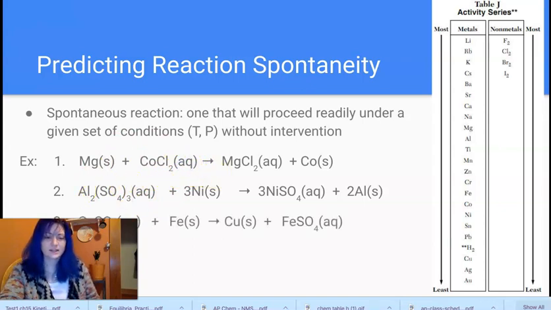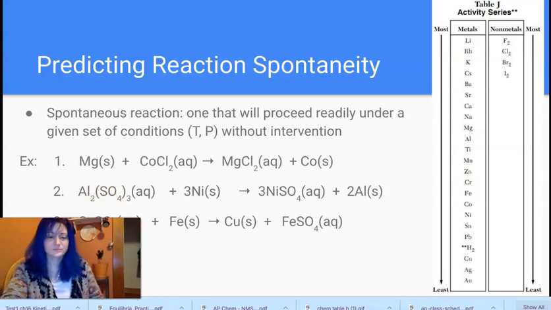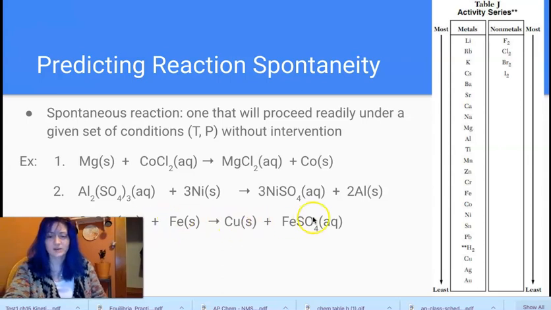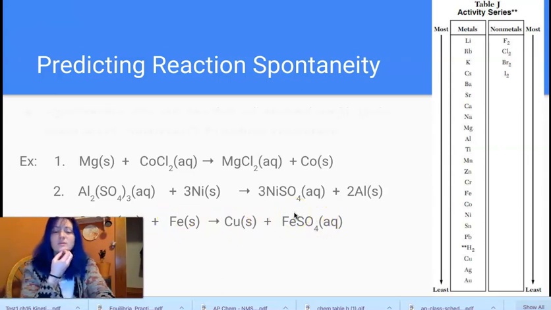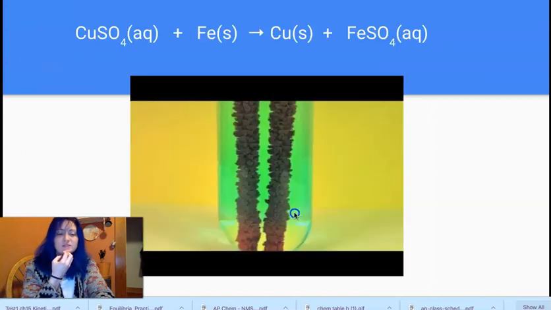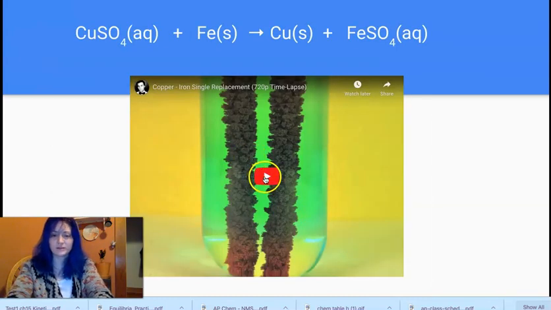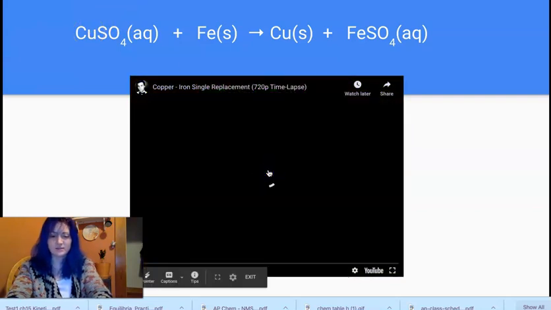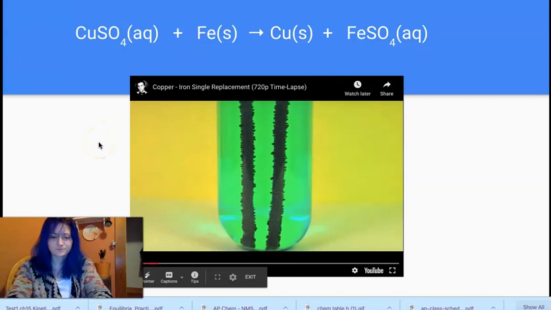Okay, and lastly, oh, we can't see this because my head is blocking it. Well, it's copper sulfate plus iron goes to copper plus iron sulfate. Let's just see this reaction happen. So this reaction does indeed proceed according to table J, and this is a lovely reaction, so let's watch.